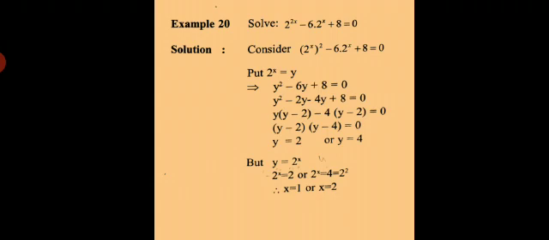Just see, 2 raised to 2x means you have to split the exponent term into 2 raised to x, raised to the power 2. Just write them separately so that we can adjust 2 raised to x, which is equal to y. Now the given equation becomes y square minus 6y plus 8, which is equal to 0. Now solve this quadratic equation.